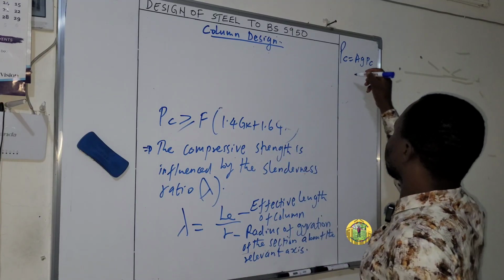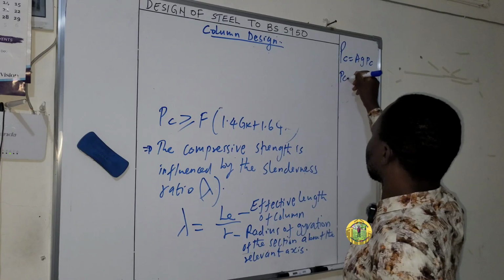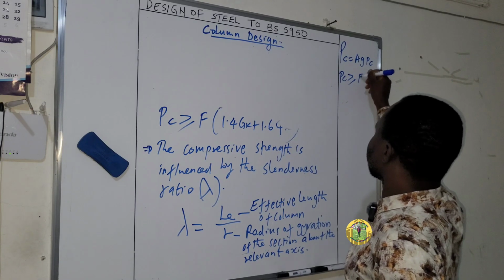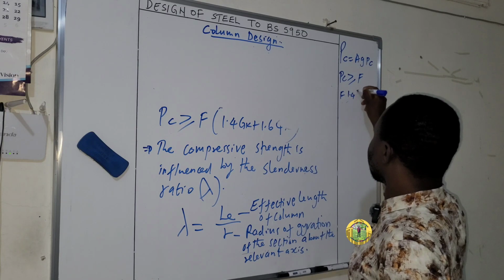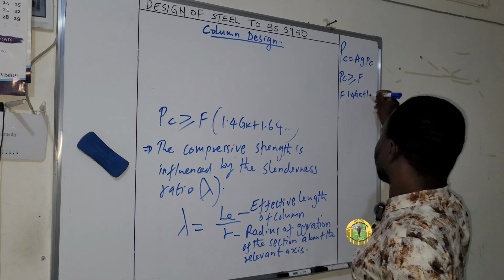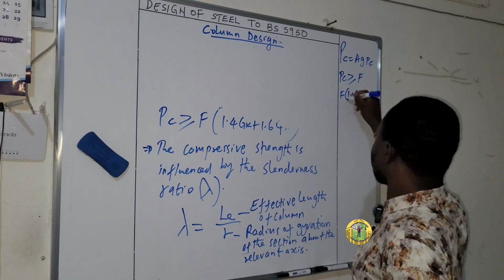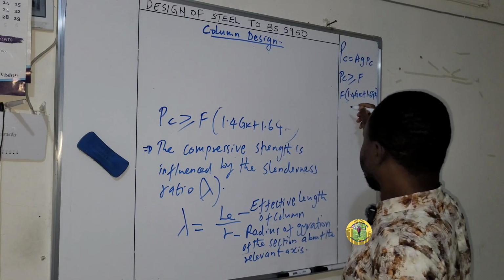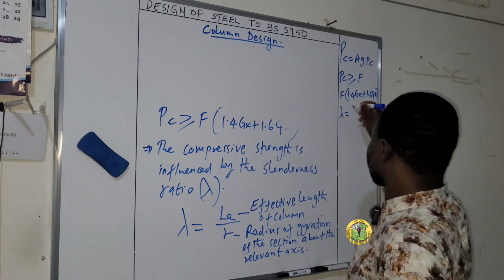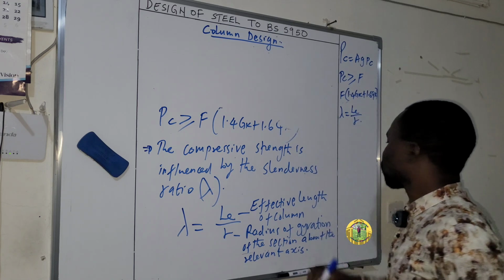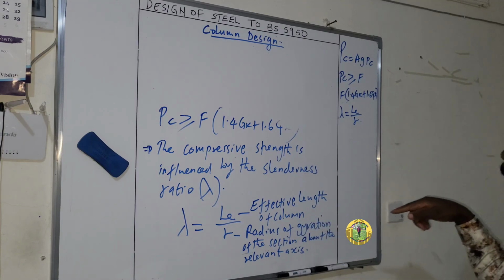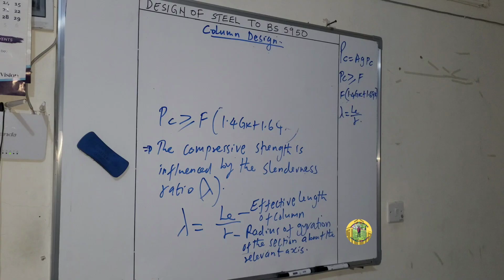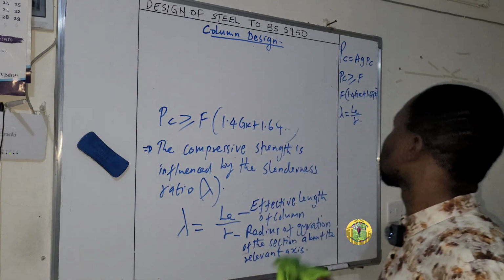So you can say here that PC must be greater than F, whereby F is 1.4 GK plus 1.6 QK, like that. Then the slenderness ratio is equal to LE over R, whereby LE is the effective length of the column and R is the radius of gyration of the section about the relevant axis.